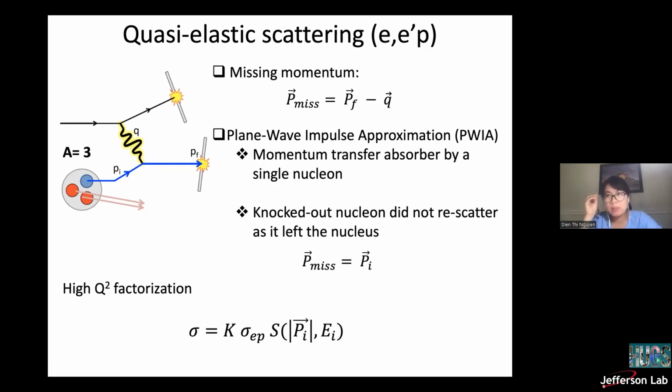Within the approximation, the cross section can be factorized into a kinematic factor K, the elementary cross section of electron on proton, and the spectral function. The spectral function is the probability of finding a nucleon inside the nucleus with a given energy EI and momentum PI. So we keep this picture in mind, and now we will see how we can study it.